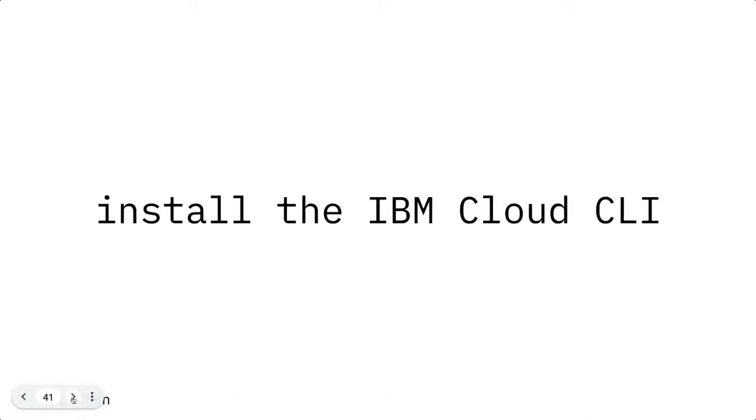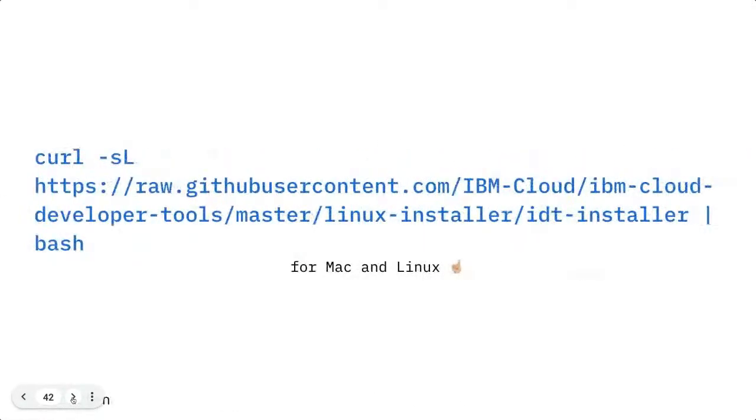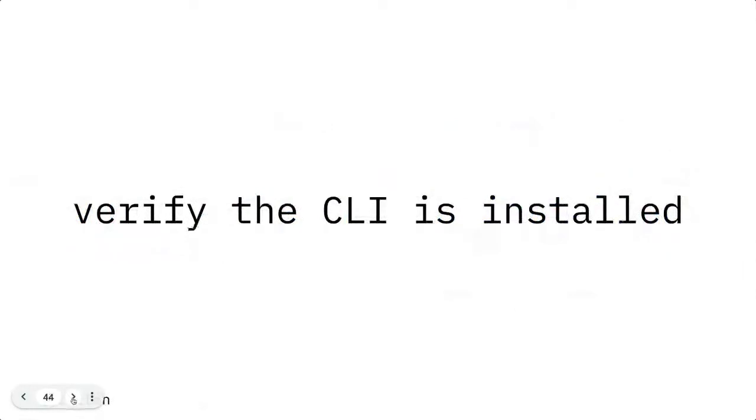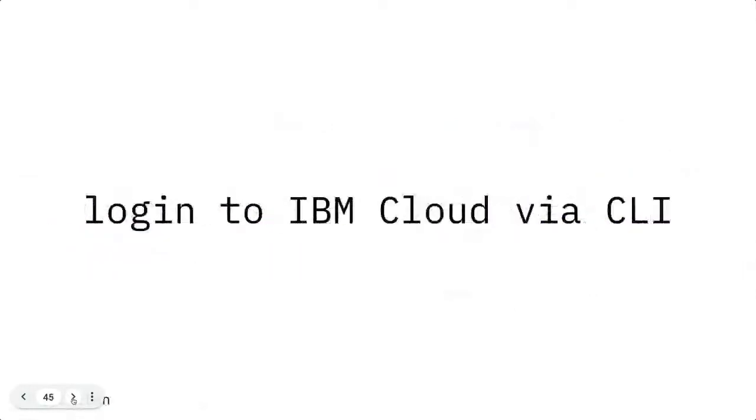If you would like to get set up locally, you are going to need to install the IBM Cloud CLI. I have the commands for Mac and Linux as well as Windows 10 Pro, so you can grab those from the slides. Then you can verify the CLI is installed, and again, I have all the commands in the slide. The next thing you're going to do is log into IBM Cloud via the CLI.